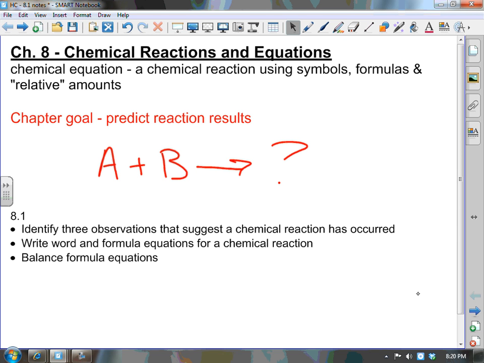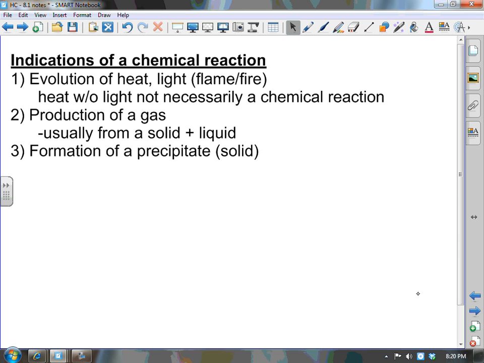If we're able to balance equations in terms of number of atoms, then that does give us a ratio or proportion of relative amounts if we can count atoms. So first of all, how do we know a chemical reaction has really occurred? Just because we mix two things together, how do we know that there was anything that changed? How do we know we don't just have the same things that we started with?